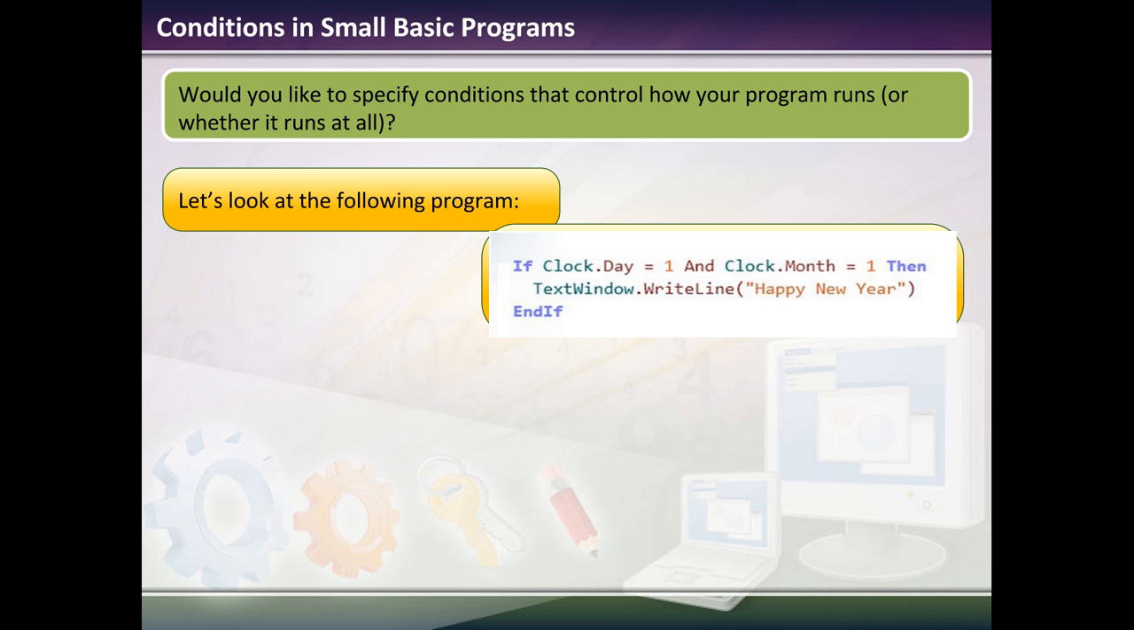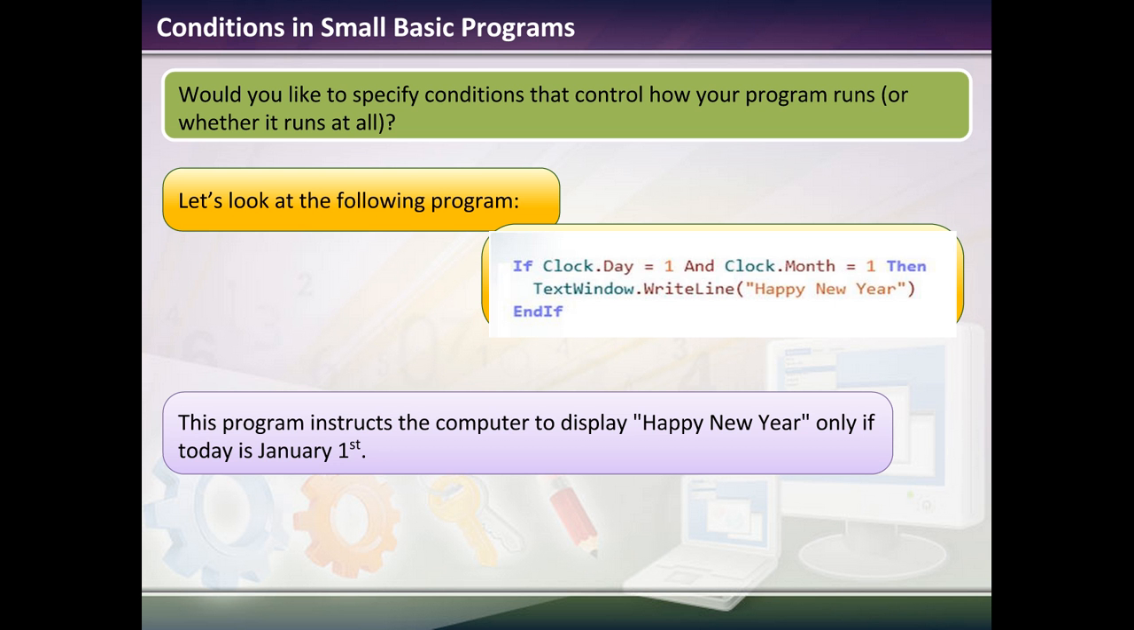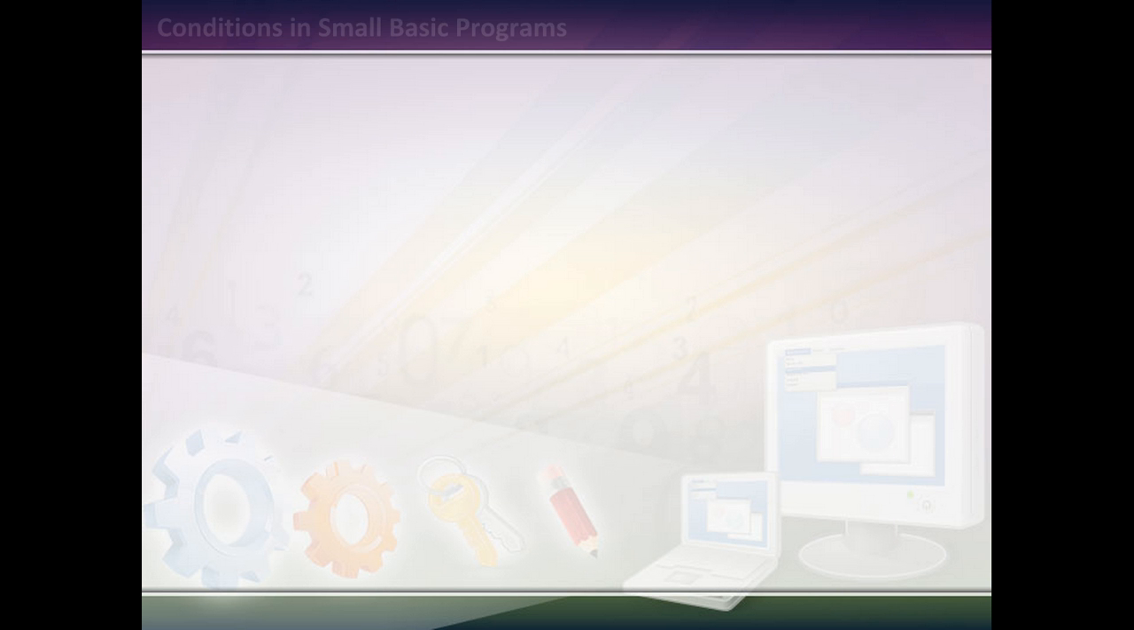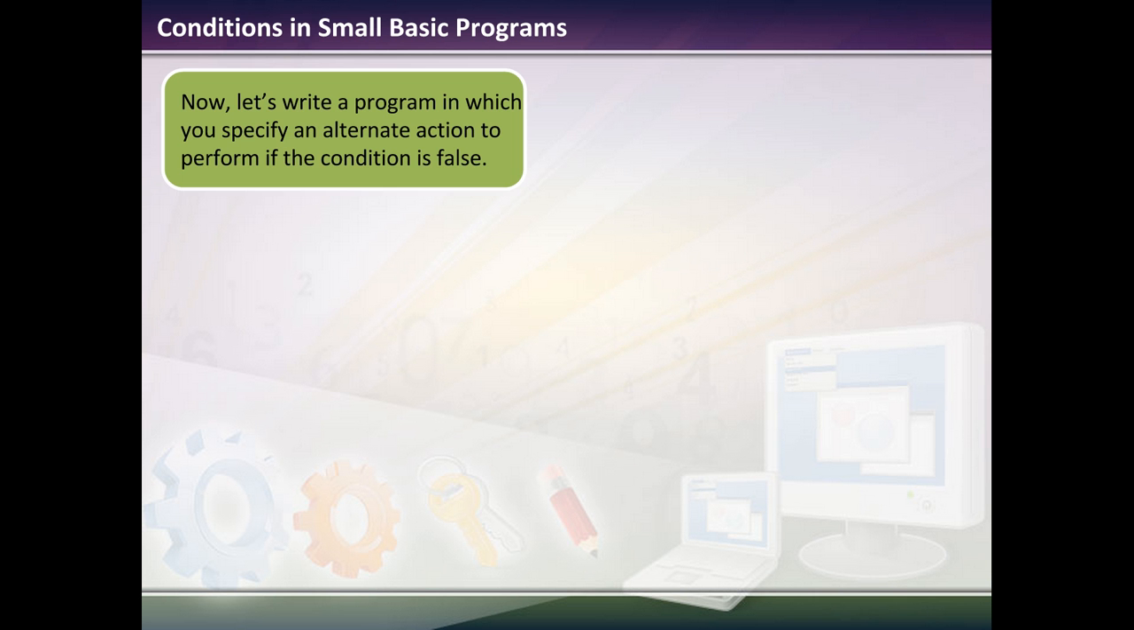This is a simple example of an if-then statement, and the way it works is it says if clock.day equals 1 and clock.month equals 1, then TextWindow.WriteLine Happy New Year, end if. So what this means is if that statement is true, the program will read the clock on your computer, and if it is the first day of January, then it'll print on the screen Happy New Year. If not, then it just stays there. In other words, it won't print it.